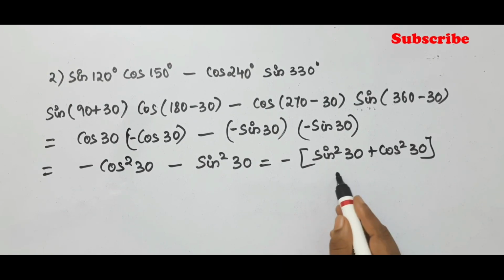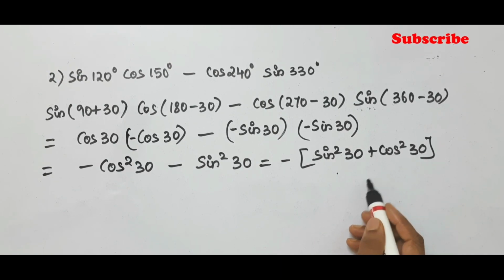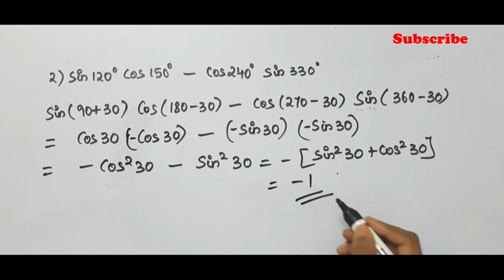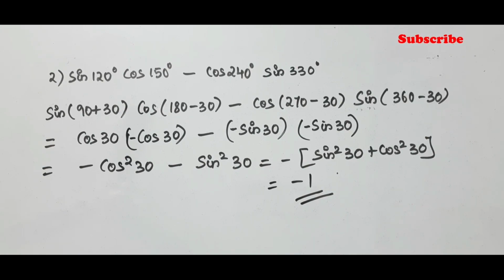We know that sin squared theta plus cos squared theta is 1, is it not? So this becomes minus 1. This is the final answer. So whenever you see this type of problem, first we have to observe the angles, and if you see the same angles, then you can easily apply the transformation formula. If the angles are different, just transform the angles, okay, and if you solve, you will get the final answer. Now let us see the next problem.